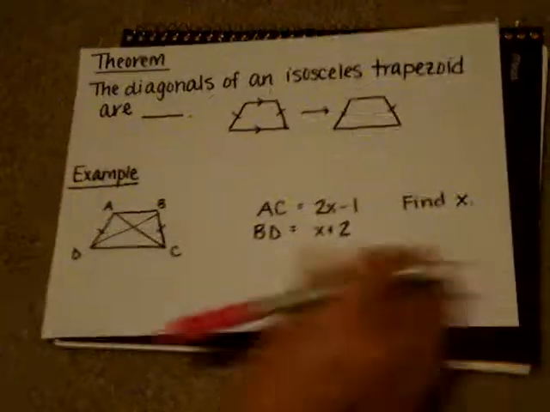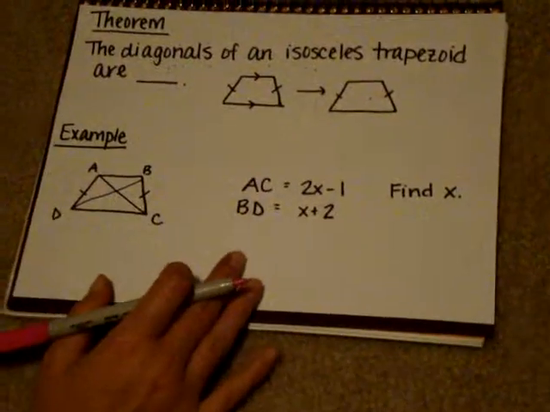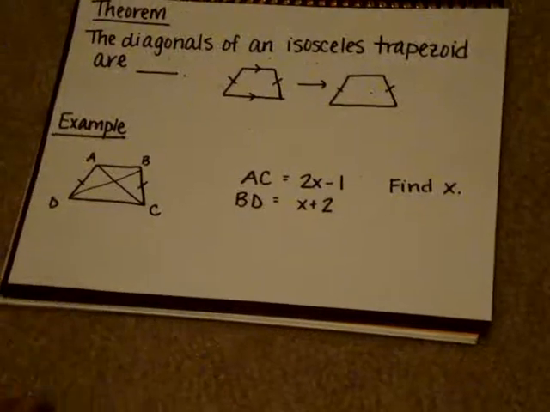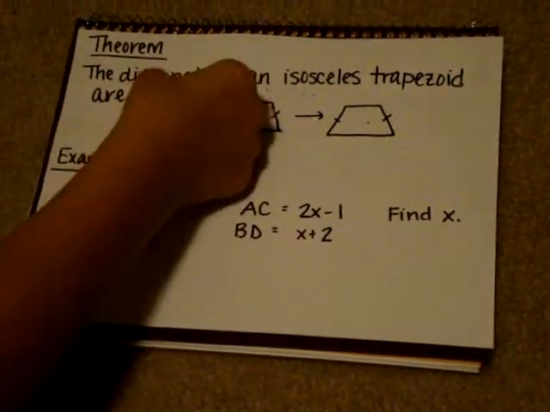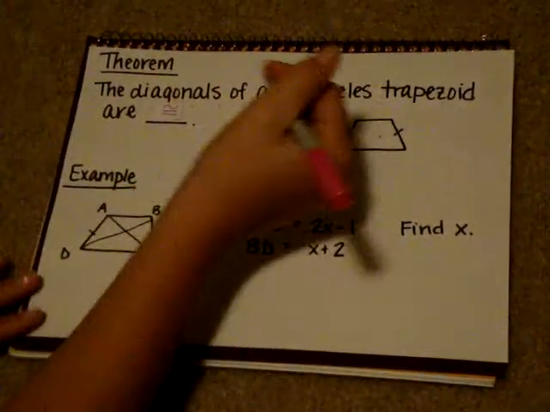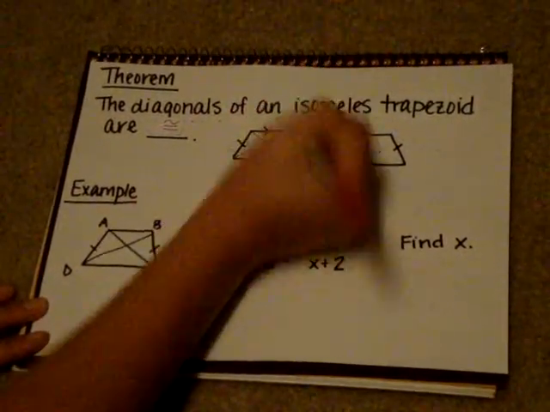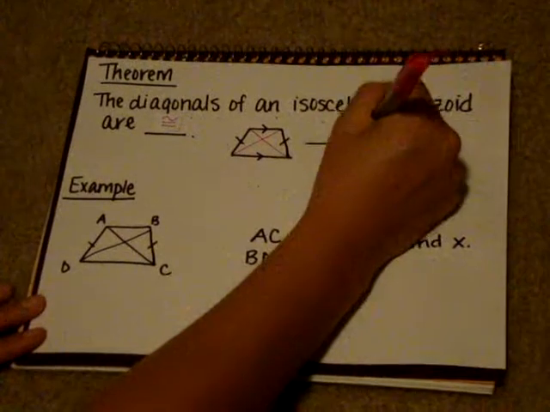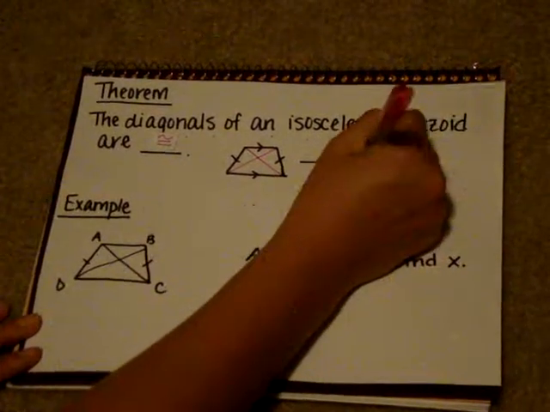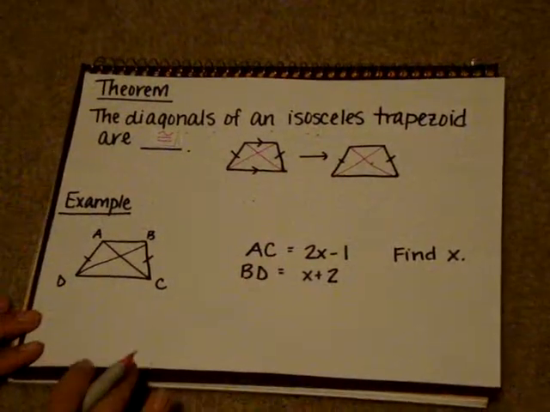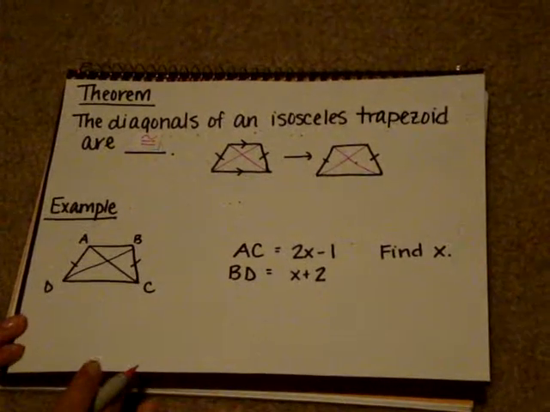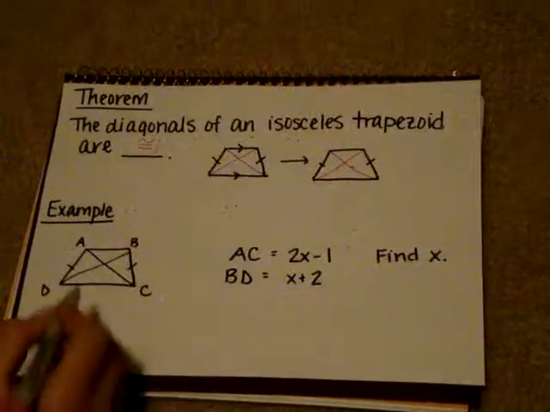We also have another theorem dealing with isosceles trapezoids, that the diagonals of an isosceles trapezoid are congruent. This means that this diagonal is congruent to this diagonal, and likewise this diagonal is congruent to this diagonal. Now let's solve an example to see how these diagonals are congruent.